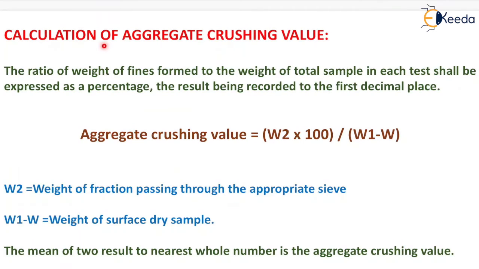Now the calculation of aggregate crushing value. The ratio of weight of fines formed to the weight of total sample in each test shall be expressed as a percentage, the result being recorded to the first decimal place. So aggregate crushing value is equal to W2 times 100 divided by (W1 minus W), where W2 is the weight of fraction passing through the appropriate sieve and W1 minus W is the weight of surface dry sample. The mean of two results to the nearest whole number is the aggregate crushing value.